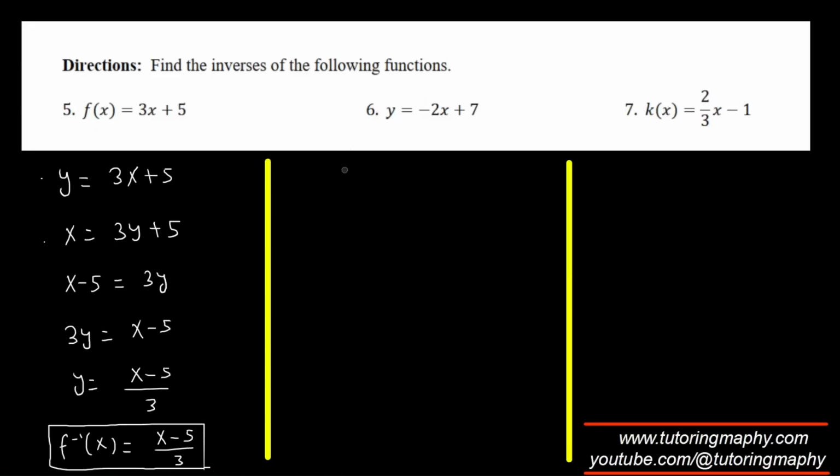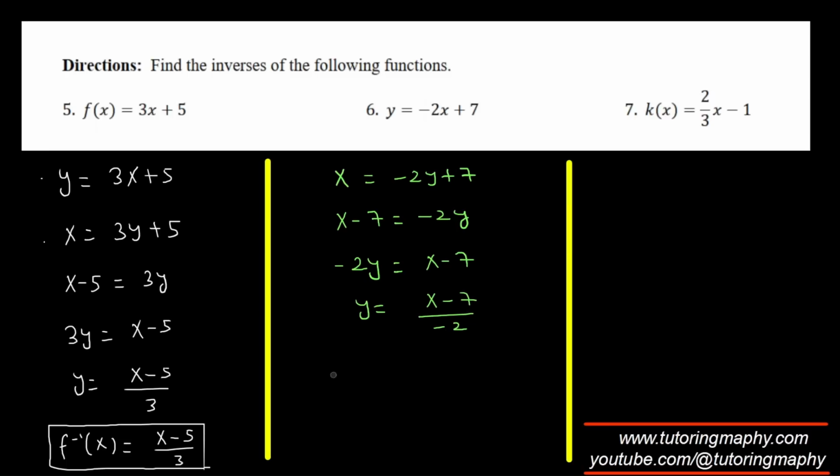Okay, let's do the same thing over here. Replace x with y, y with x. So this is how it's going to look. Subtract 7 from both the sides. So x minus 7 is equal to negative 2y. Let's flip the equation. So negative 2y is equal to x minus 7. Let's divide both sides by negative 2. So (x minus 7) over negative 2. And replace y with f inverse of x. So f inverse of x will be equal to (x minus 7) over negative 2.